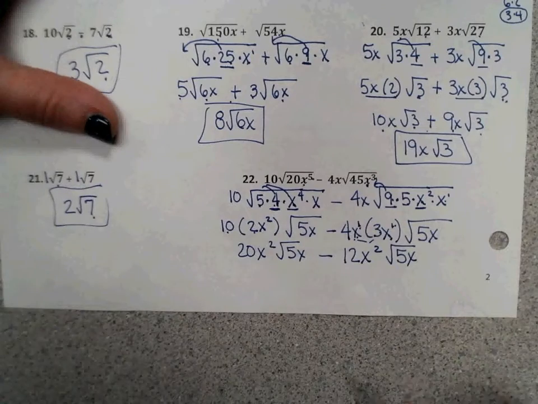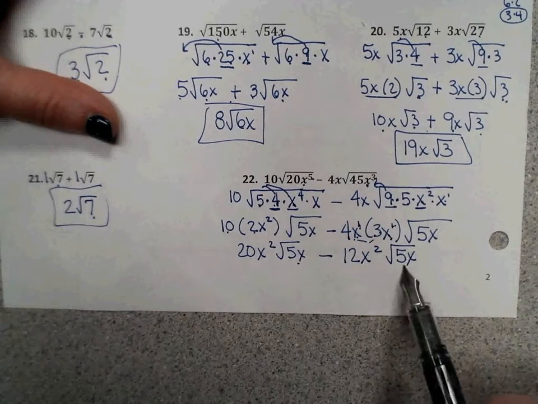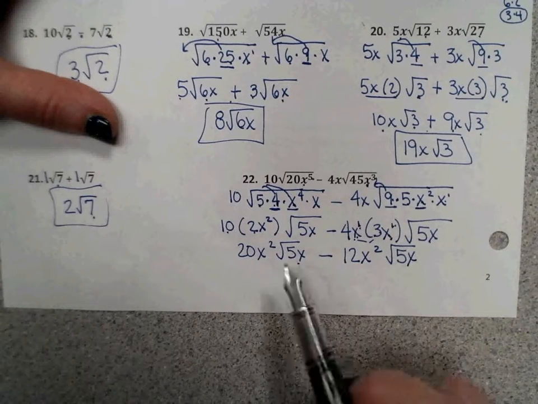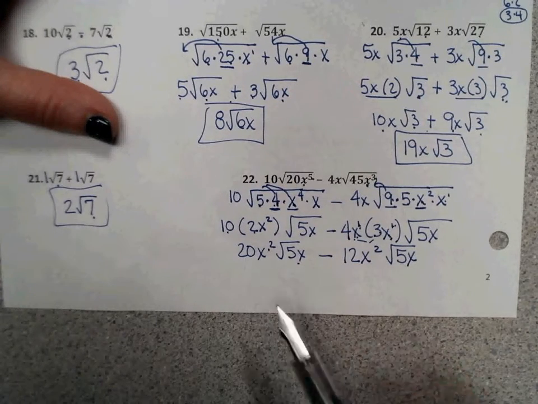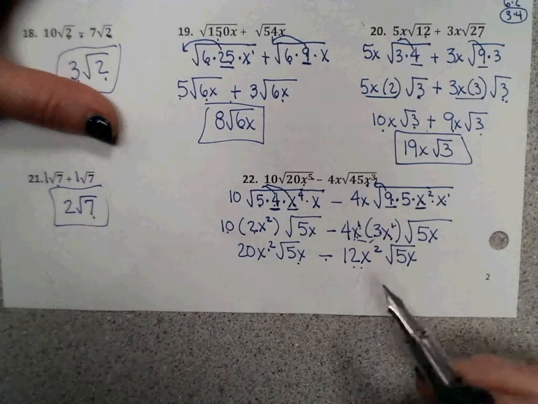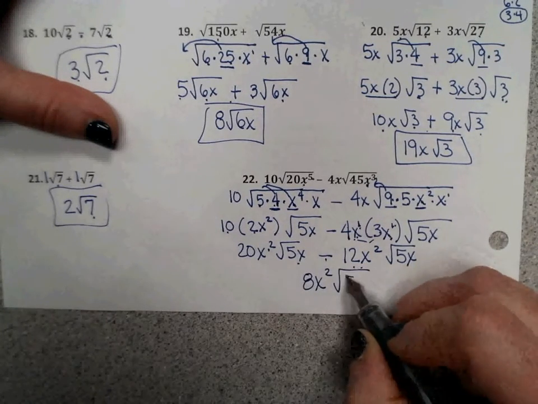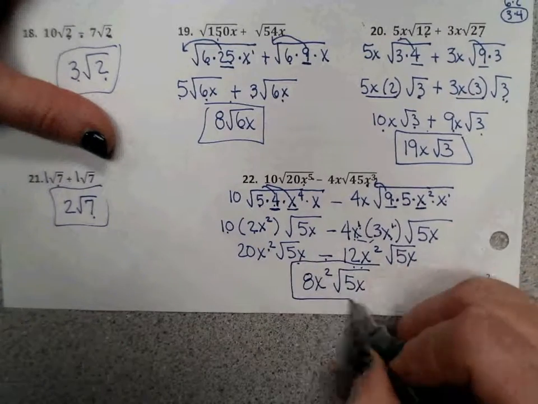And now I'm checking to see if these are like terms. And they are. They both have a 5x under the square root sign. So if I have 20x squared and I'm taking away 12x squareds, really I have 8x squareds on the square root of 5x.